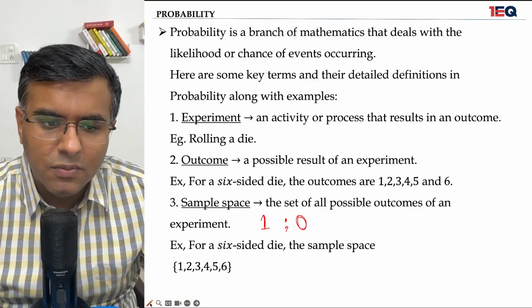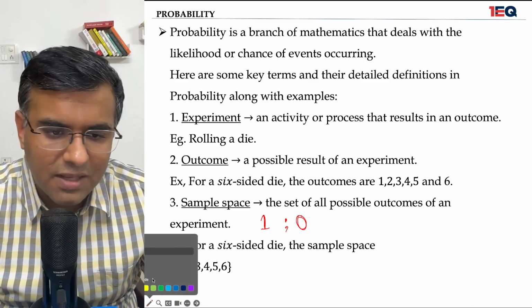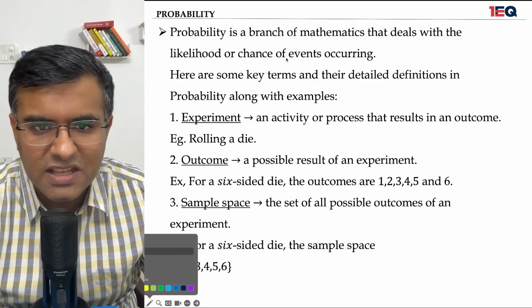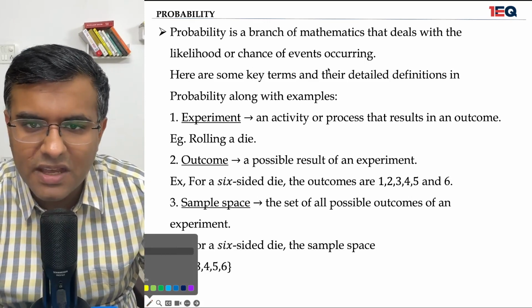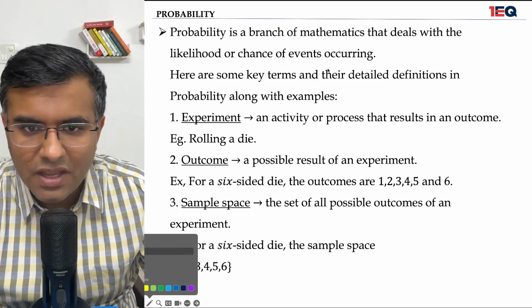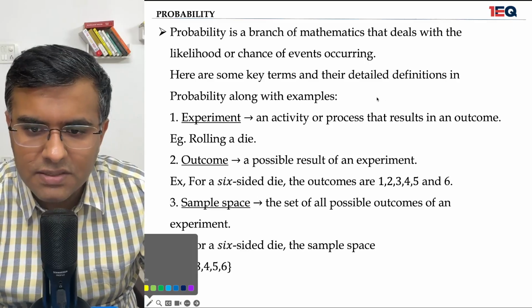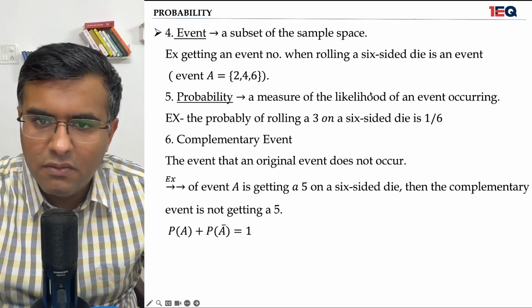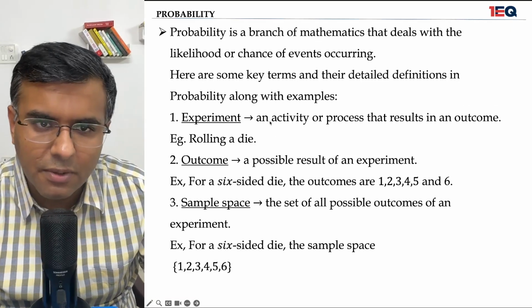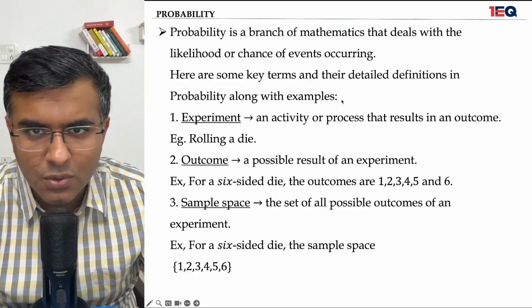So this is pretty much about the entire probability. It all lies between 0 and 1. Now we have a few standard areas which we need to discuss. We have to discuss a few standard areas of probability and a few definitions.